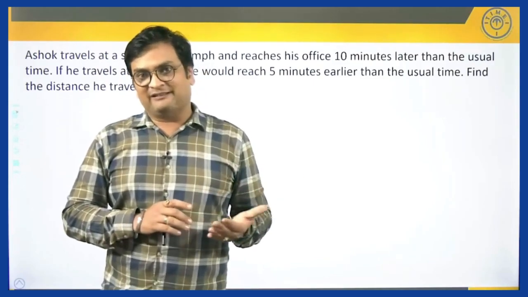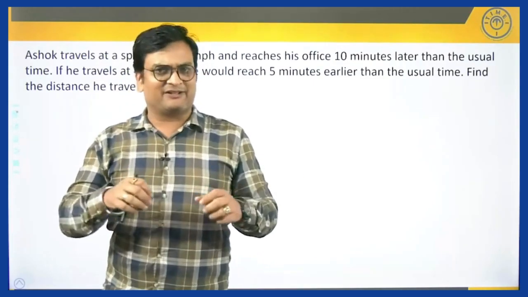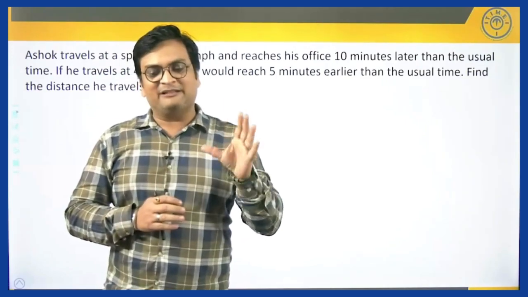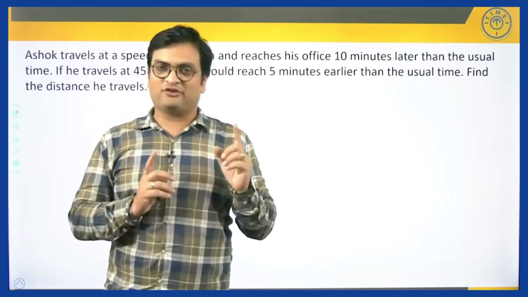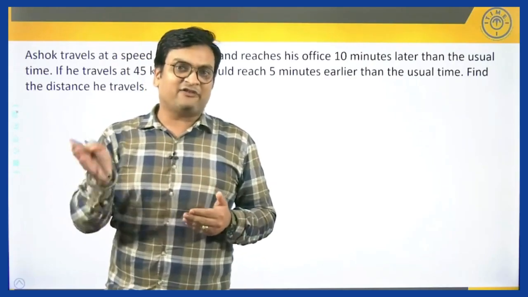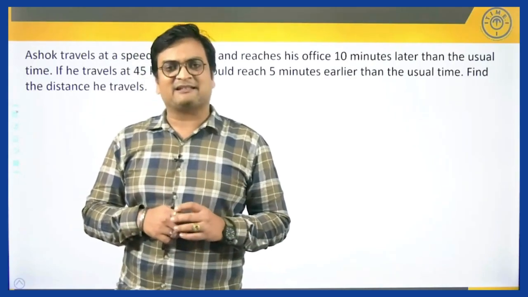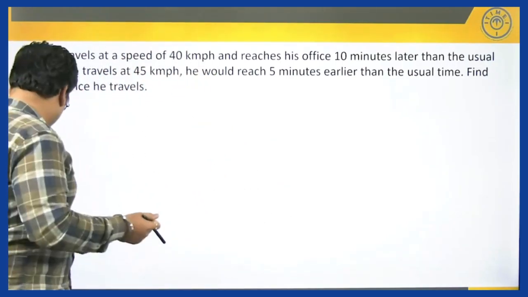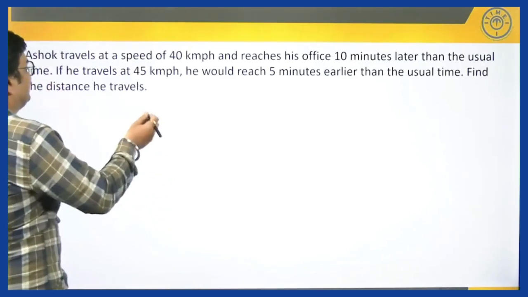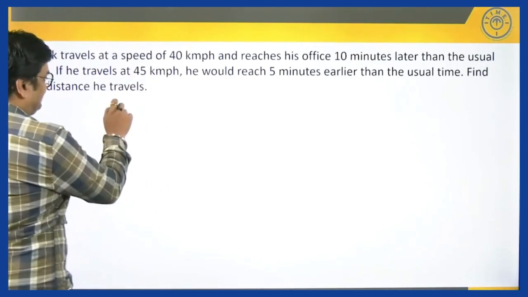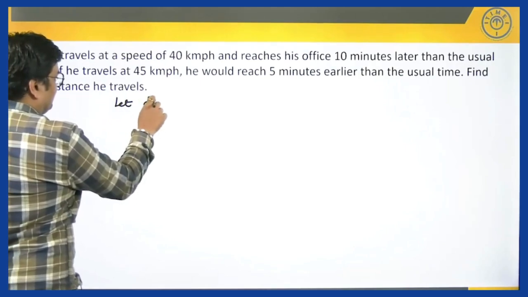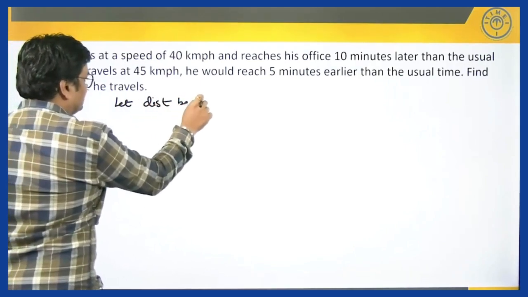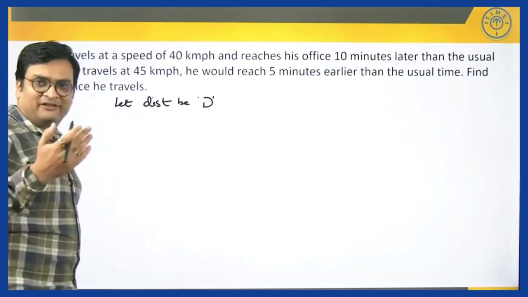If he travels at 45, that means he is increasing his speed, he is going a little rushed, right. He would reach 5 minutes earlier than usual time. So, usual time we have taken as 9, now he will reach 5 minutes before that, right. Find the distance he travels. So, we can solve this question in many ways. For example, one of the ways could be like this. Let us say the distance is d. The distance he is traveling is d kilometers.